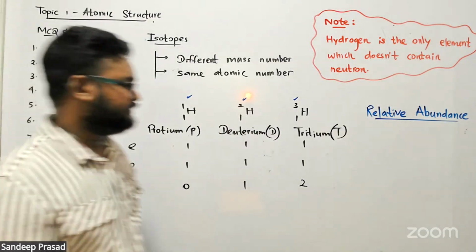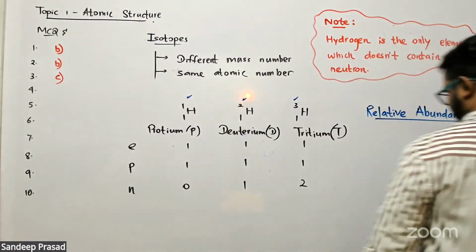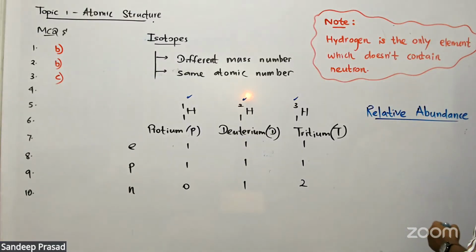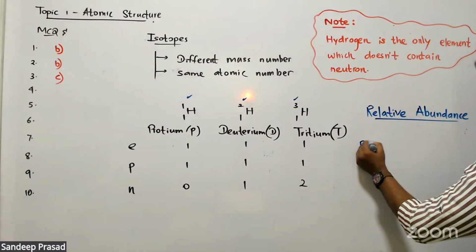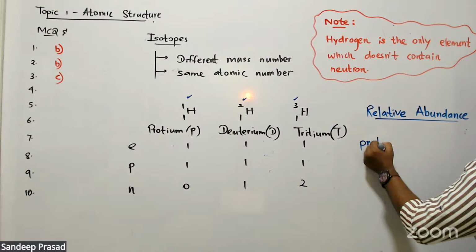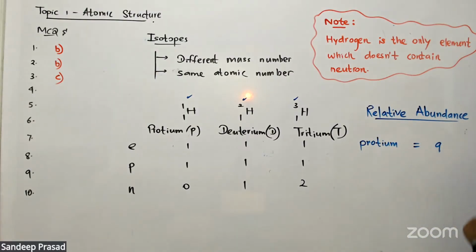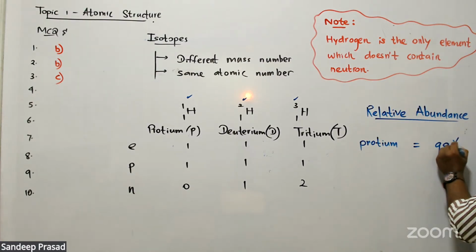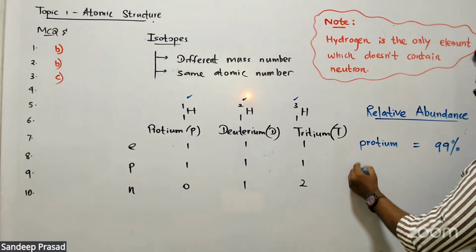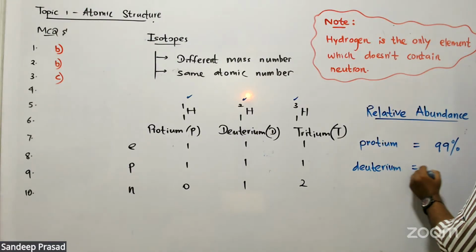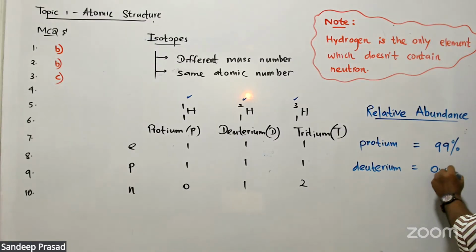For an example, we can say that protium, these are not the exact values, but I'm telling you that as an example, right? So protium, its relative abundance is normally expressed as a percentage value. We can say that protium's relative abundance is 99%. Then deuterium, its relative abundance is about 0.9.